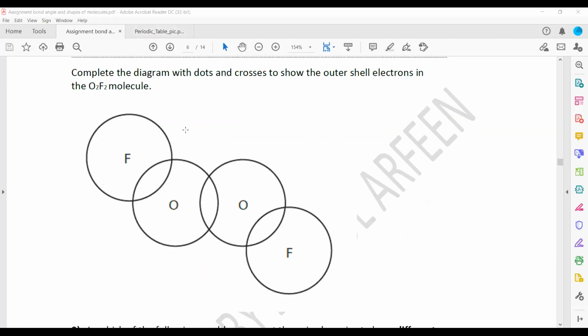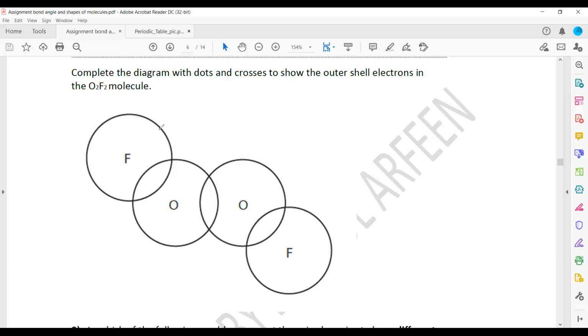Next, we have to complete a diagram with dots and crosses to show the outer shell electrons in a molecule of O2 and F2. Fluorine belongs to group 7, so it will share 1 electron. Oxygen belongs to group 6, so it will share 2 electrons. So how will the structure be?